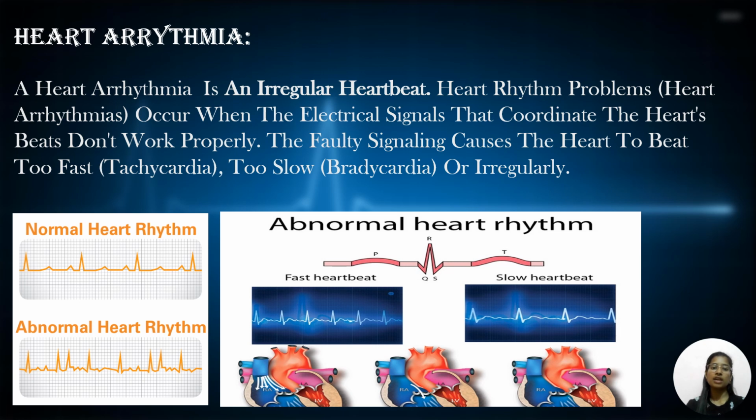In the first picture, as you can see, the first is a normal heart rhythm and the next is an abnormal heart rhythm. It is normal for your heart rate to speed up during physical activity and slow down while resting or sleeping. Tachycardia occurs when your heart rate speeds up to more than 100 beats per minute, and bradycardia occurs when your heart rate slows to under 60 beats per minute.